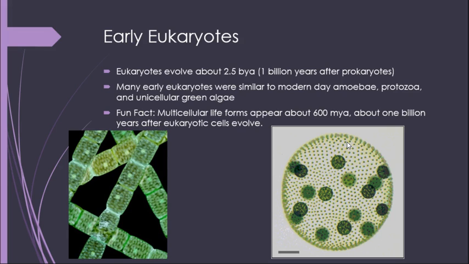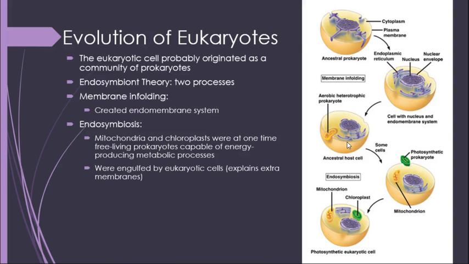Now, many early eukaryotes were similar to amoeba, protozoa, and unicellular green algae. Okay, now here's your other fun fact. Multicellular life forms appear about 600 million years ago, about 1 billion years after eukaryotic cells evolve. And so it takes about 1 billion years for eukaryotes to show up, and then another 1 billion years or so for them to start working together, because that's what multicellularity is. It's eukaryotic cells working together. So, how do we get these eukaryotic cells?